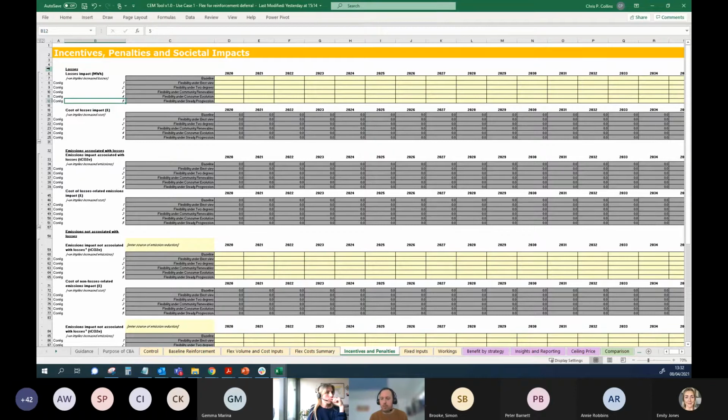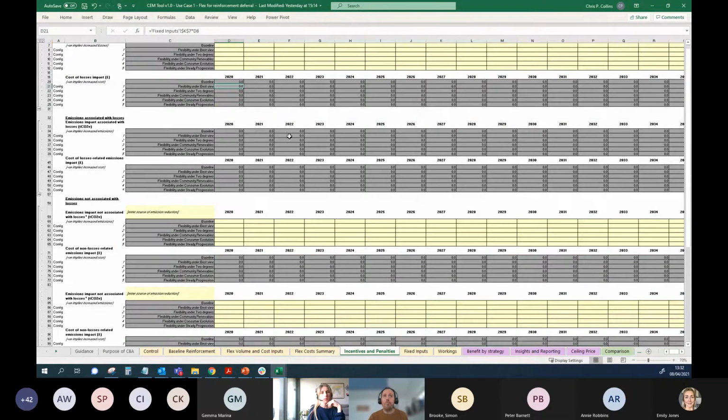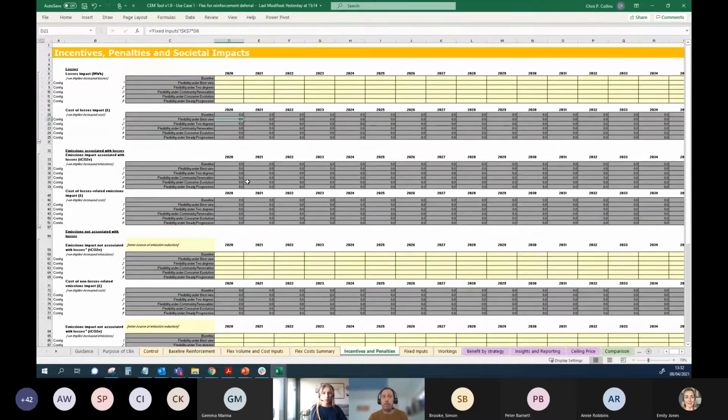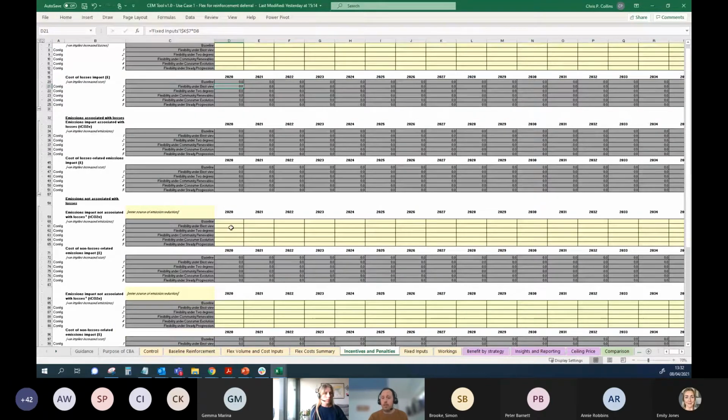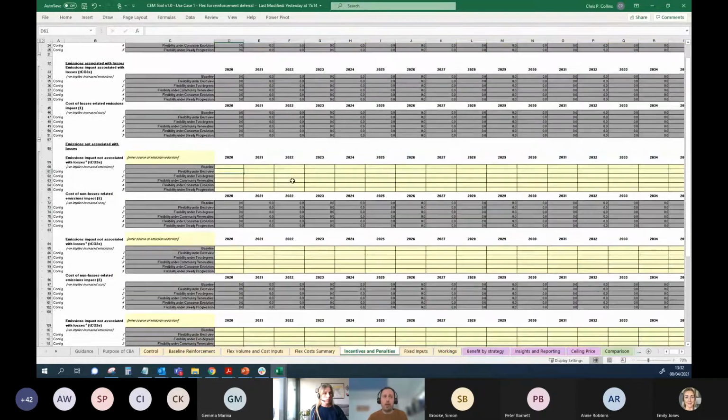I think maybe Simon can talk about there is work behind the scenes to get a better view of this. But whatever the impact is, you can put in the volumetric impact on losses, which is then translated into a cost. And there are also emissions costs and benefits associated with those losses, but also more generally, there may be a CO2 emissions impact associated with, let's say, the flexibility solution you're using. That can be documented in here as well.